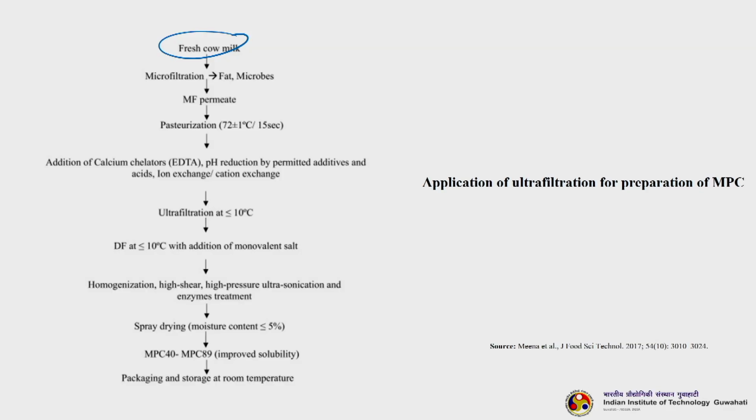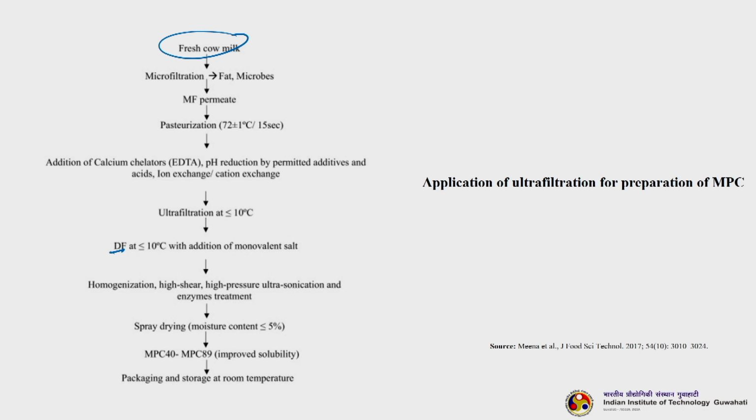Then you add calcium chelators, which is EDTA. pH reduction is also done by permeate additives and acids, and then you pass through ion exchange and cation exchange resins. Once that is done, you send it to ultrafiltration, which is operating at less than 10 degrees centigrade. Then whatever comes from the ultrafiltration system, you pass to diafiltration. This is diafiltration at less than 10 degrees centigrade with addition of monovalent salt.